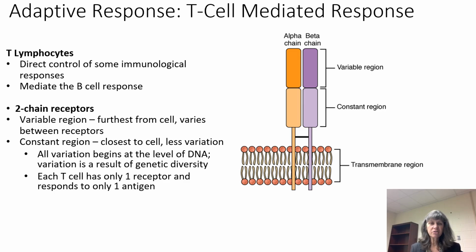All variation of these receptors is going to begin at the level of our DNA, because these are protein receptors. Remember, structure determines function. And so the variation in these receptors is going to be a result of the differences in genetics from one person to the next. So each T cell has only one receptor and responds to only one antigen. So in the whole cell, each cell has one receptor on the surface of its membrane and responds to only one antigen.